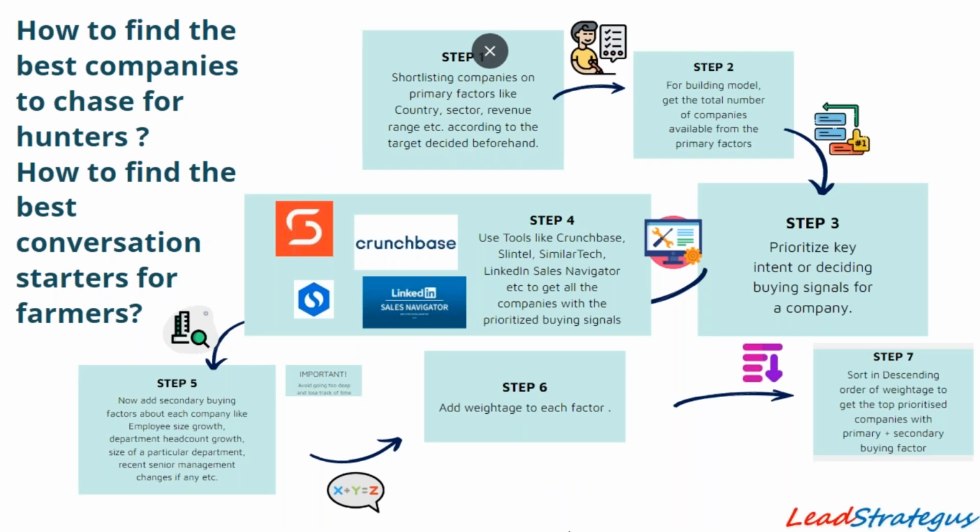So how do you find the best companies to chase? We have a 7-step process where we first shortlist companies based on geography, industry, and revenue range. That is step 1. In step 2, we build a model where we get the total number of companies available from these primary factors. In step 3, we try to figure out the key intent or buying signal for a company. And using tools like Crunchbase, Slintel, SimilarTech, and LinkedIn Sales Navigator, we try to find information about how these companies meet the buyer intent which is important for us. That is step 4. Once we have done that, we do our own secondary research.